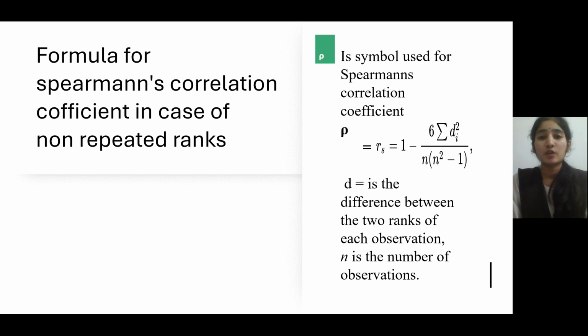Formula for Spearman's correlation coefficient in case of non-repeated ranks. For Spearman's rank correlation coefficient, we use the symbol rho. Rho equals 1 minus 6 sigma di square divided by n into n square minus 1. Here, di means the difference between the two ranks of each observation and n means the number of observations.